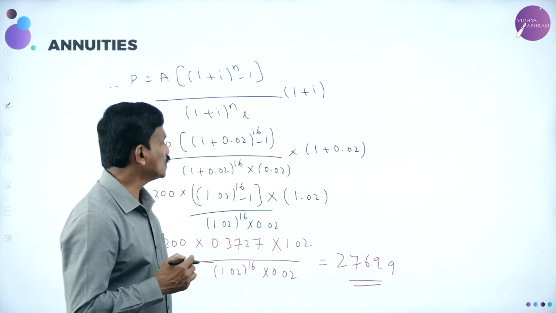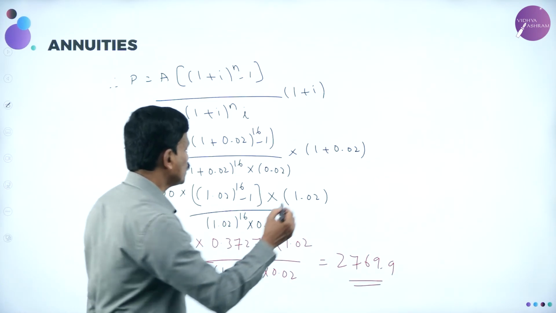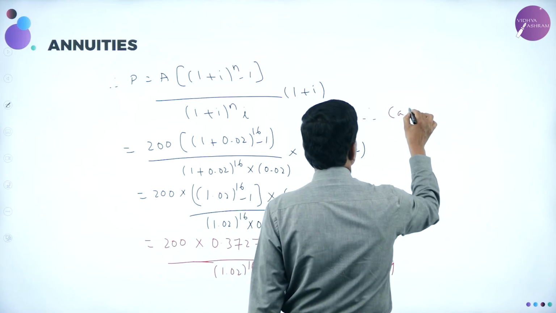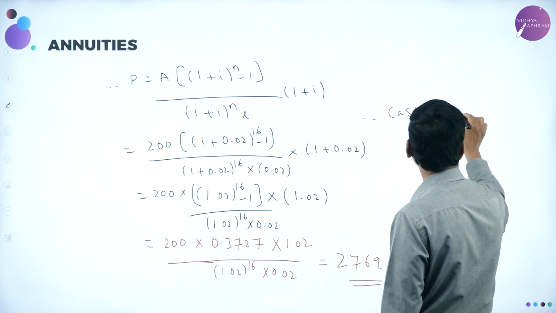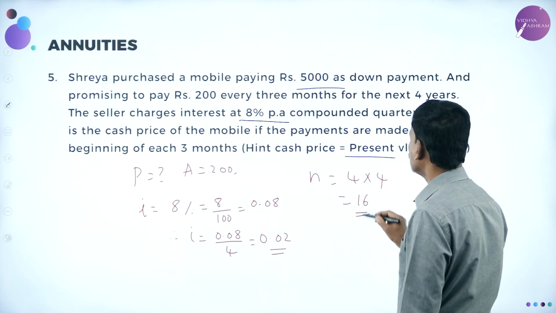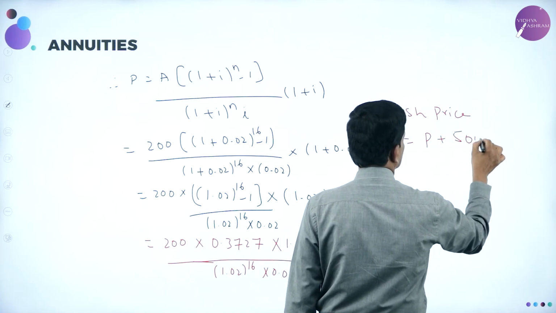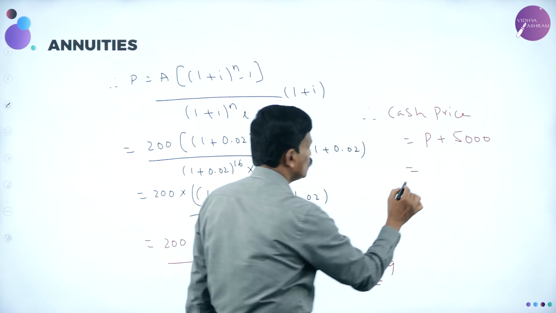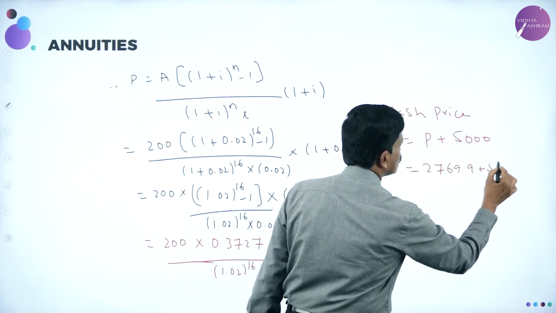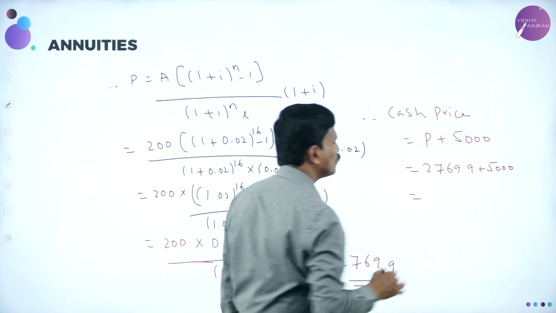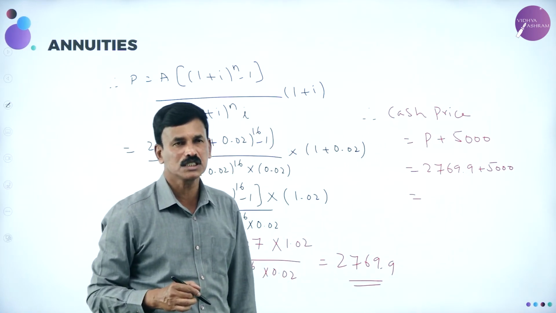Now, what is the condition given? Cash price is equal to present value plus 5000. Therefore, the cash price is equal to present value plus 5000. What is the present value? 2769.9 plus 5000. Simplify this. 2769.9 plus 5000 is the cash price.